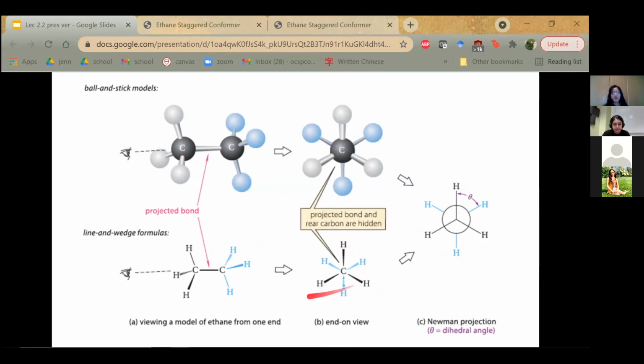This Newman projection makes it easier to see the spatial orientation. You can see whether these substituents are going to be overlapping or staggered. One term you should keep note of is dihedral angle. That's the angle between the substituent in the front and one of the substituents in the back. In the staggered conformation, it's going to be 60 degrees. You know that because a circle is 360 degrees, and then there are 6 parts, and 360 divided by 6 is 60 degrees.